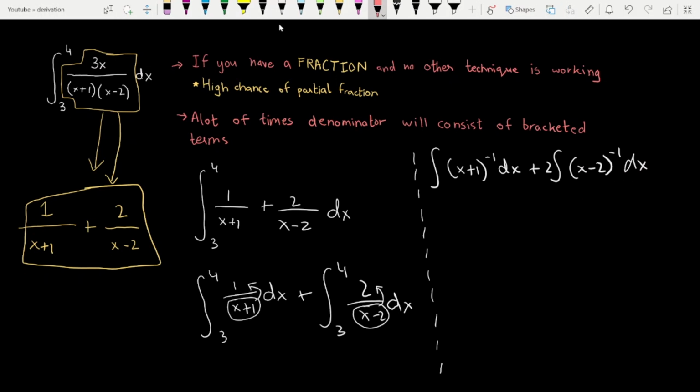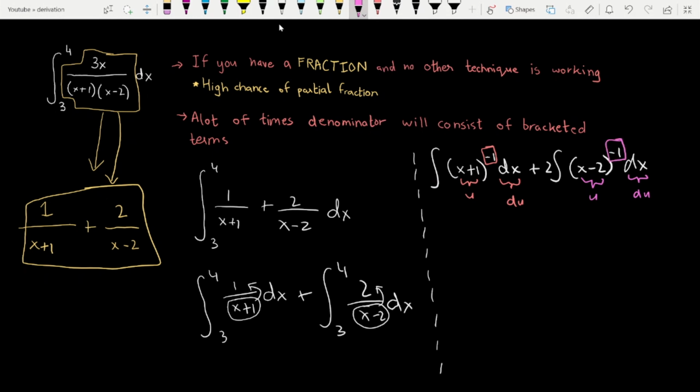I can go ahead and make that thing my u, and that thing is going to become obviously du. That thing will become du, and I will basically have u to the power minus 1 over here, as well as u to the power minus 1 over here. And what's that going to be?